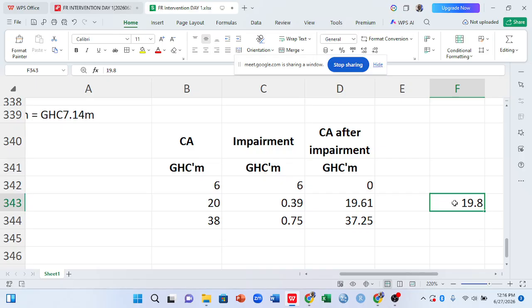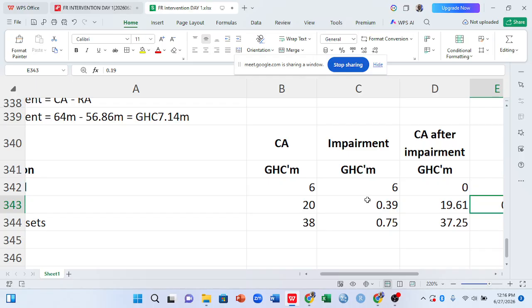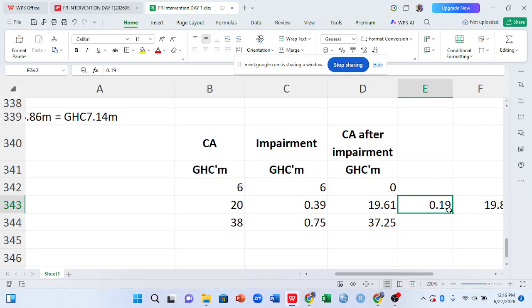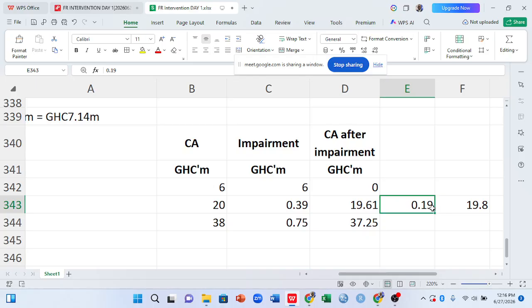19.61 and 19.1.8. What's the difference? 0.19. So we needed to add back the 0.19. That means that your actual impairment for PPE will be 0.39 minus 0.19. Are we reducing it or adding? Yeah, we are reducing it. So we are reducing this 0.39 by this 0.19.